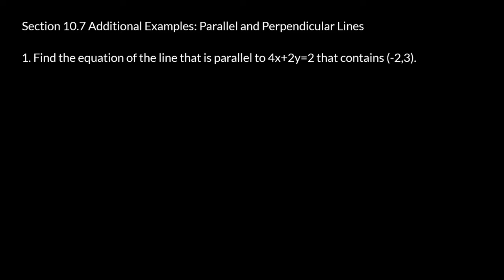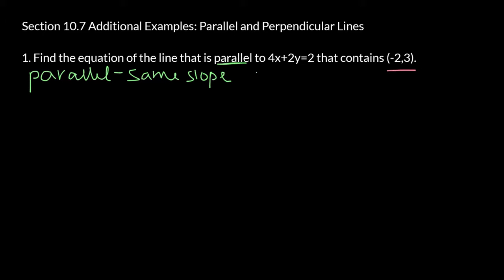These are additional examples for 10.7, parallel and perpendicular lines. 1. Find the equation of a line that is parallel to the line 4x plus 2y equals 2 that contains the point (-2, 3). So a couple things we know from this: parallel means same slope. So a line that's parallel to 4x plus 2y equals 2 is going to have the same slope as that line. And then our line is also going to contain this point, (-2, 3).